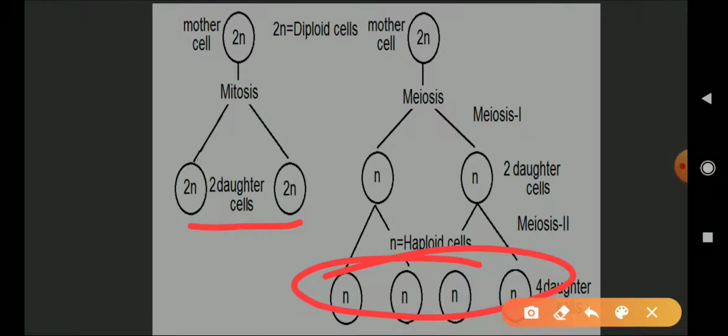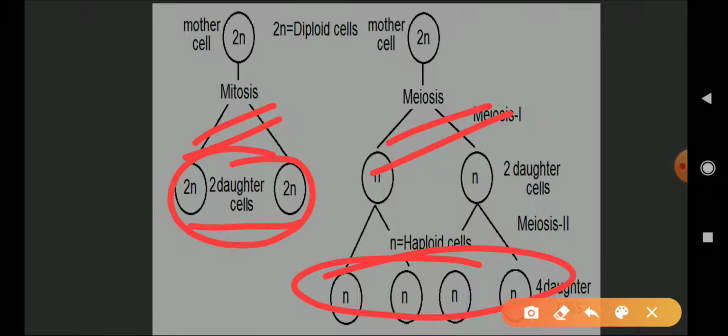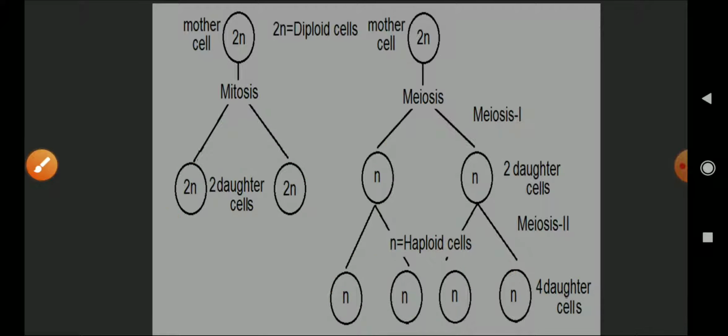Where can one find mitosis? In a somatic body cell. Where can one find meiosis? In the reproductive germ cell. Here the number of chromosomes is the same, here the number of chromosomes is reduced to half. So you can write all these things, then it becomes a definition. We will see that one afterwards. So this is how it looks.